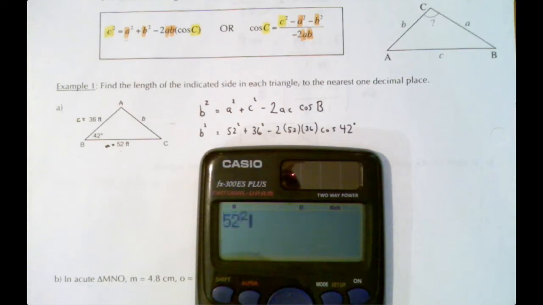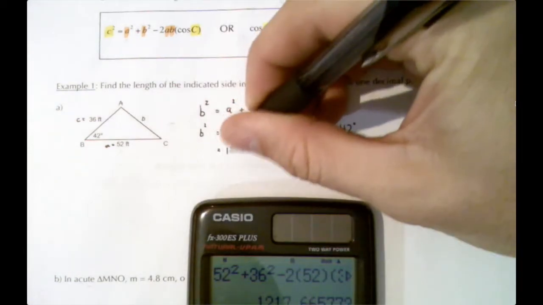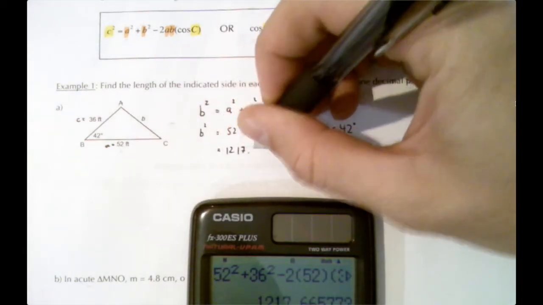52 squared plus 36 squared minus 2 times 52 times 36 cosine 42. And we've got it. 1217.665773. We're going to round it just to 0.7. So we've got 1217.7.